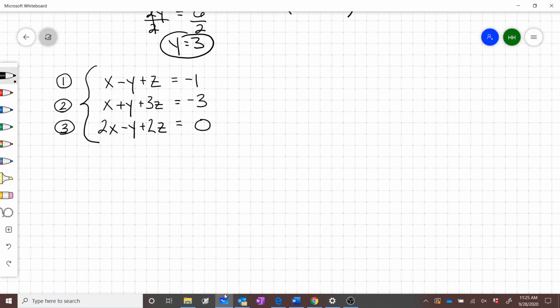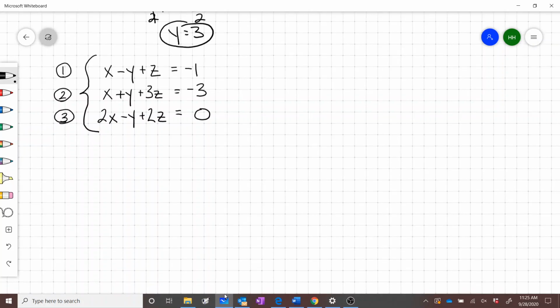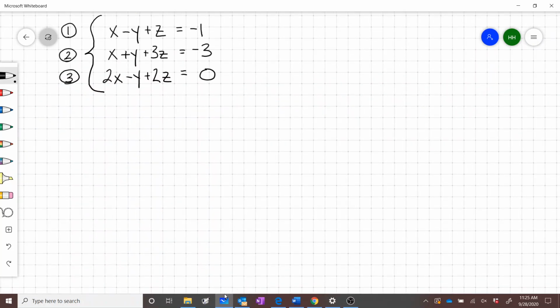Alright, and then I'm glancing at those equations and I see that positive y in equation number 2. And then I see a negative y in equation 1 and another negative y in equation 3. So if I think about combining them to eliminate something, if I combine 2 and 1 and then 2 and 3, both times it'll eliminate the y, right? So let's pair up 2 and 1. So here's 2, x plus y plus 3z equals -3, and equation 1, x minus y plus z equals -1.